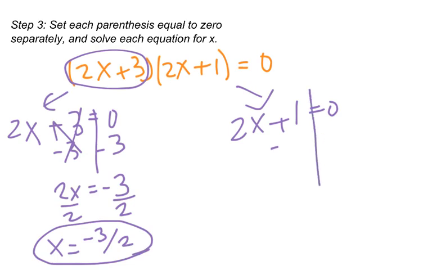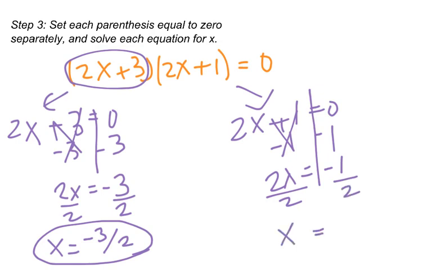Over here on the right hand side, I'm going to subtract 1 from both sides. There we go. I get 2x equal to -1. And then I'm going to divide both sides by 2. And we get x equals -1 half. And those are my two answers.